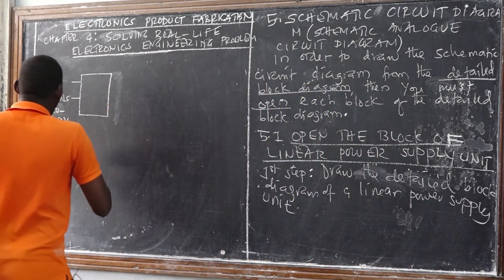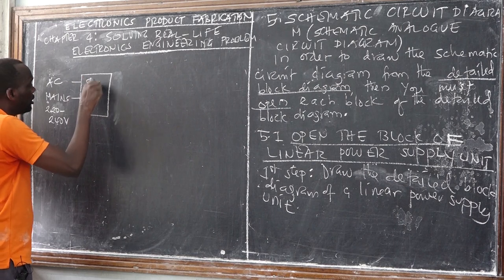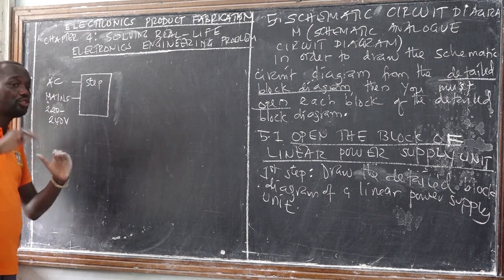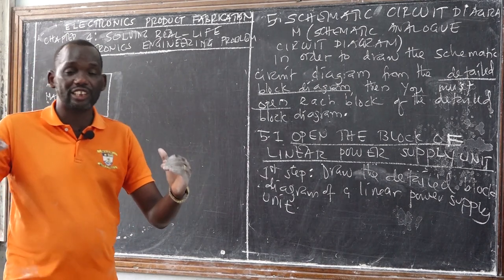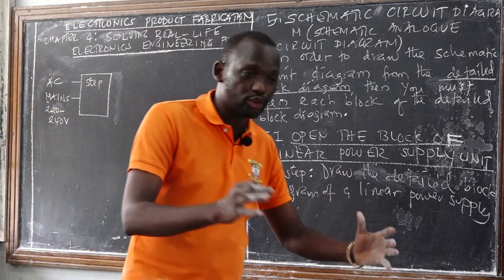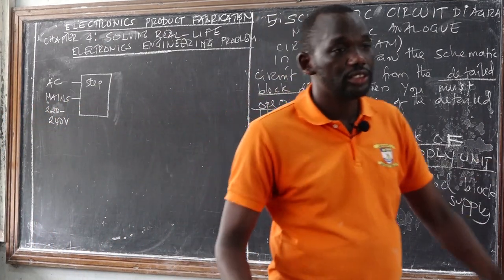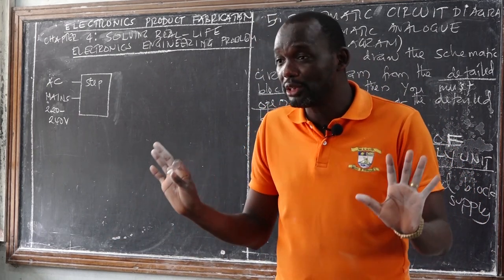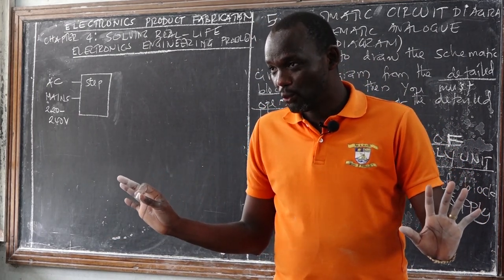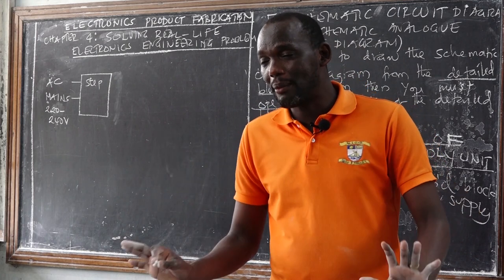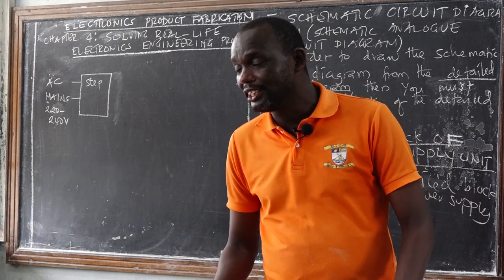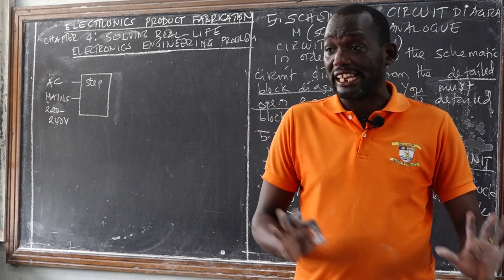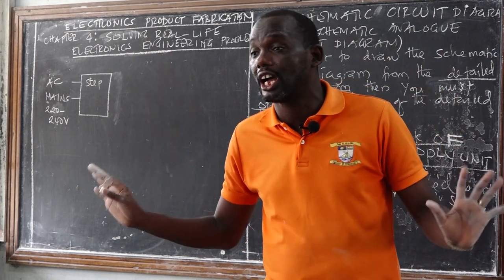So here, we need to step it down. In electromagnetism we learned that we have two types of transformer: step up transformer and step down transformer. In electronics, we use both. We use a step down transformer in a linear power supply, but we use a step up transformer in case we want to build an inverter.